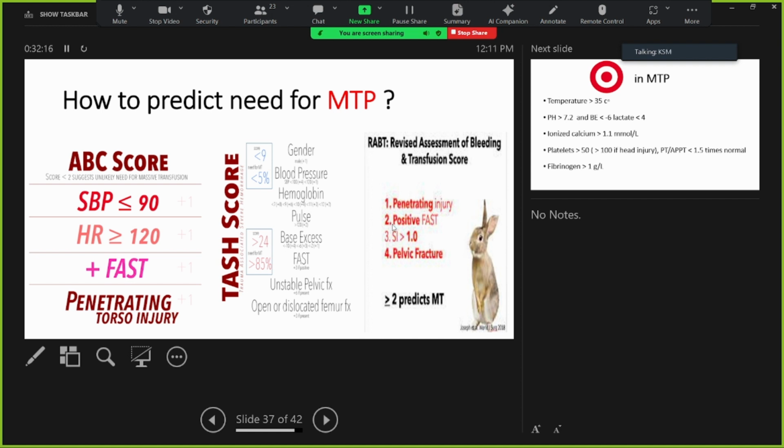So once you start the massive transfusion protocol, the blood bank will send you boxes, and depending on the availability of point of care testing like TEG and TEM, you can change some of the things according to the deficiencies of this patient.